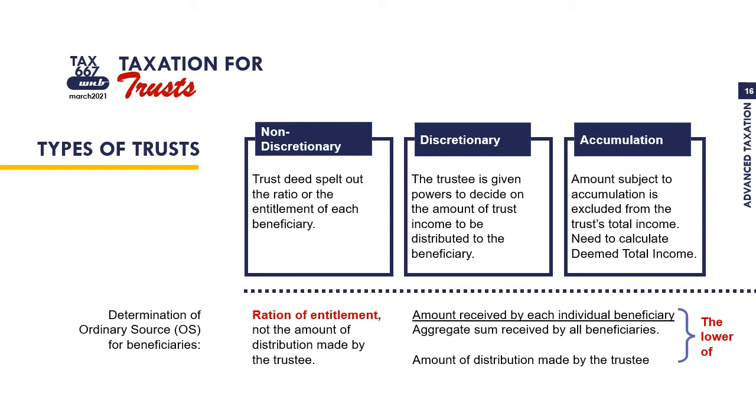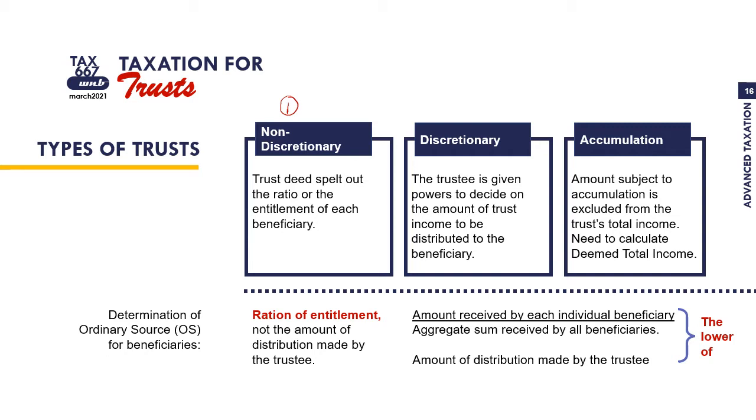Okay, next we are going to move to types of trust. Here we have 3 types of trust. First one, we have non-discretionary trust. Second, discretionary trust. And the third one is accumulation. For the non-discretionary trust, the first type of trust here, the trust deed spells out the ratio or the entitlement of each beneficiary. So the trustee cannot simply change the amount to be distributed to the beneficiaries.